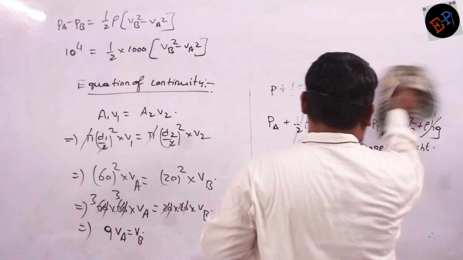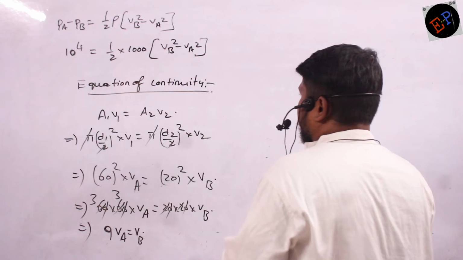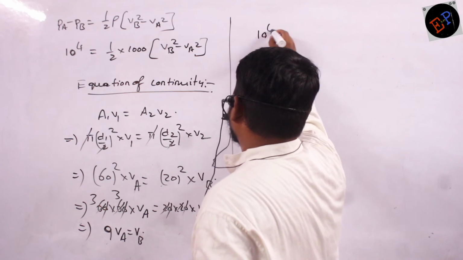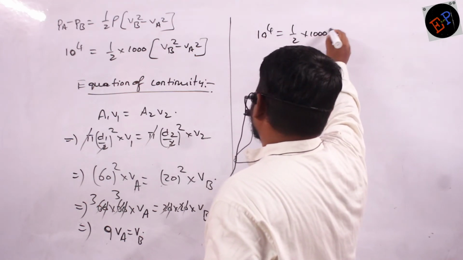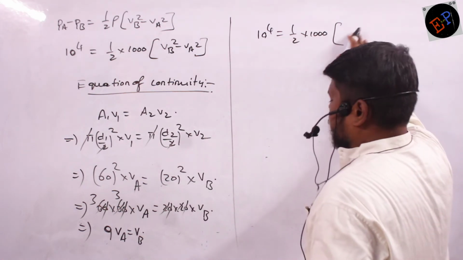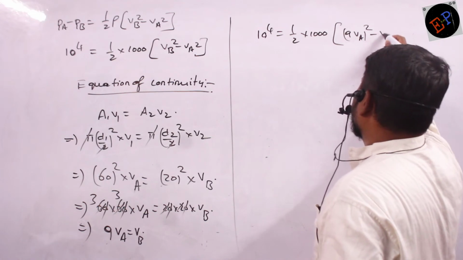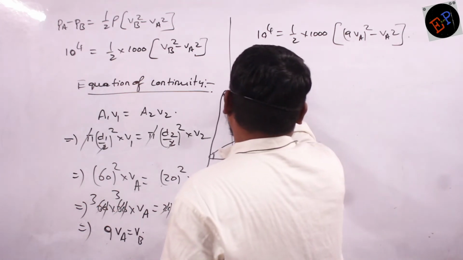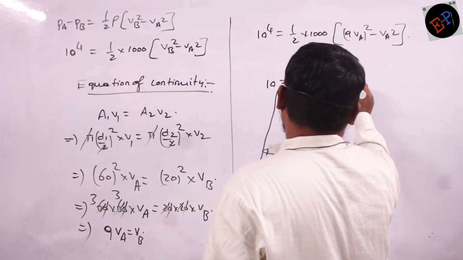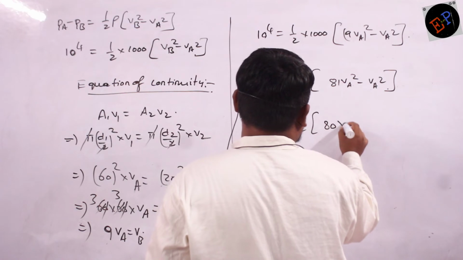So take this value and substitute in this equation. Then either you will get VA or you will get VB. Instead of VB, I can substitute 9 VA. So 10 power 4 is equal to half into 1000 into, I will write VB as 9 VA whole square minus VA square. So 1000 and 10 to the power 3 get cancelled. So 10 is equal to 1 by 2 into 81 VA square minus VA square. So 10 is equal to 1 by 2 into 80 VA square.